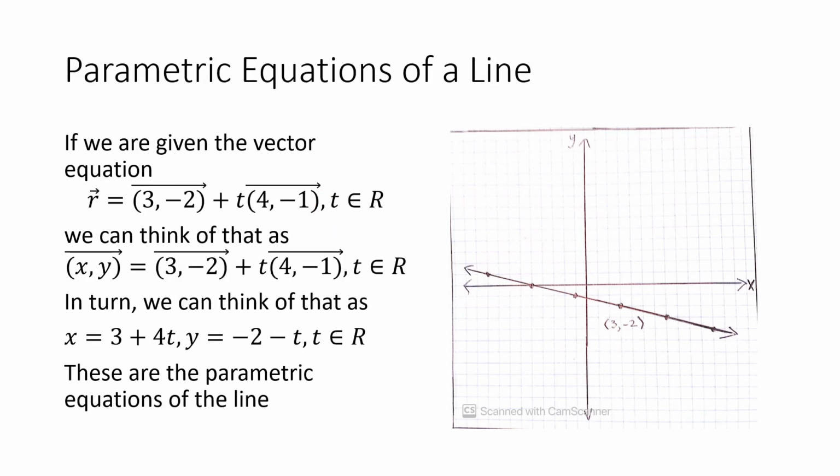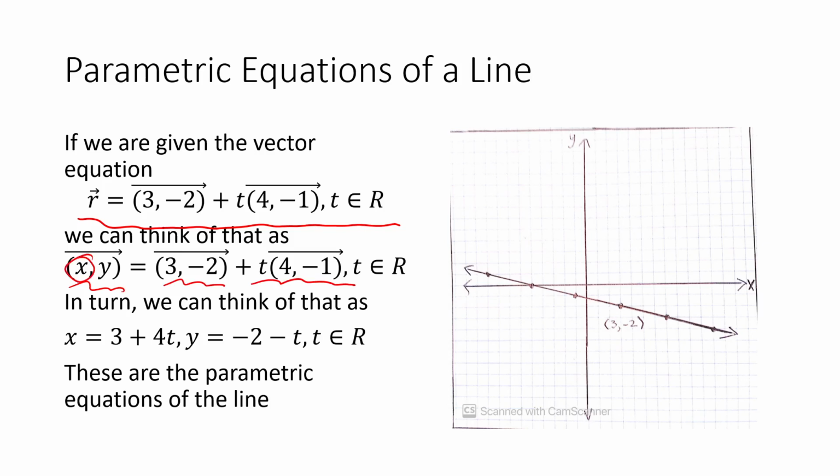Now, let's talk about parametric equations of a line. If we're given the vector equation, then determining the parametric equation is actually really easy. So if we're given the vector equation r = (3, -2) + t(4, -1), we can just think of that as (x, y) = (3, -2) + t(4, -1).